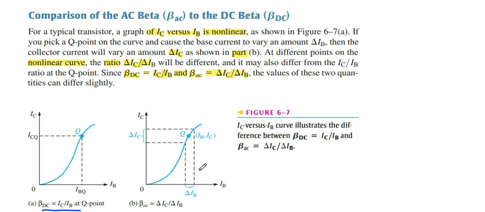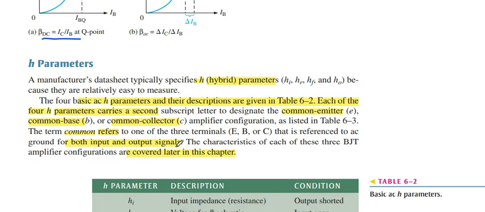On the other hand, we get the value of beta AC by using two points or more than that. H parameter.